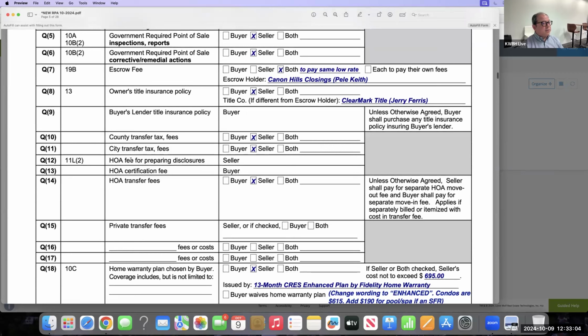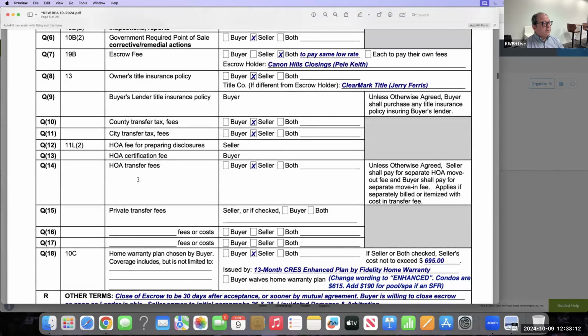We're going to ask the seller to automatically pay for HOA fees, right? And we're going to ask the seller to pay the HOA transfer fees. Okay. So make sure you check that box.